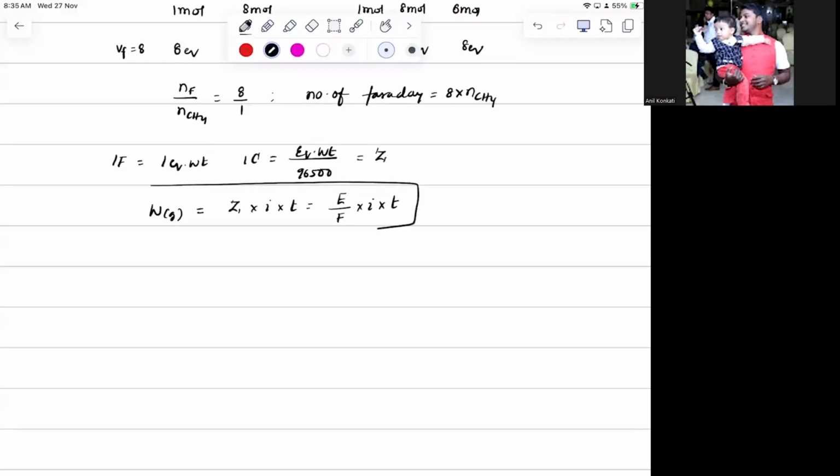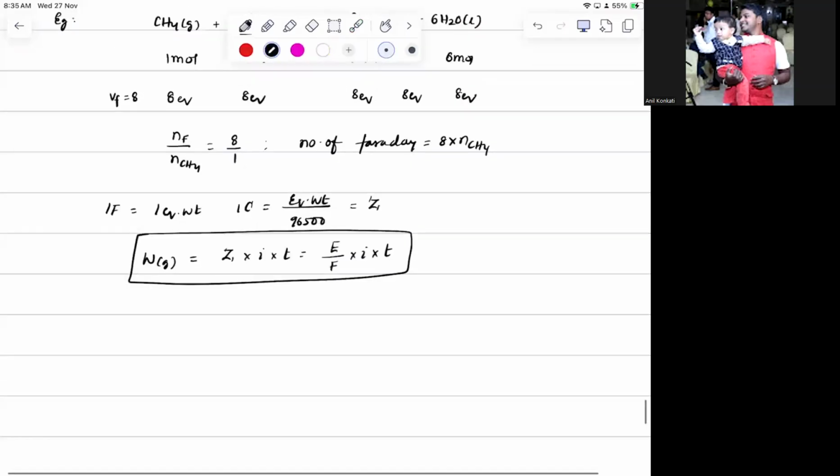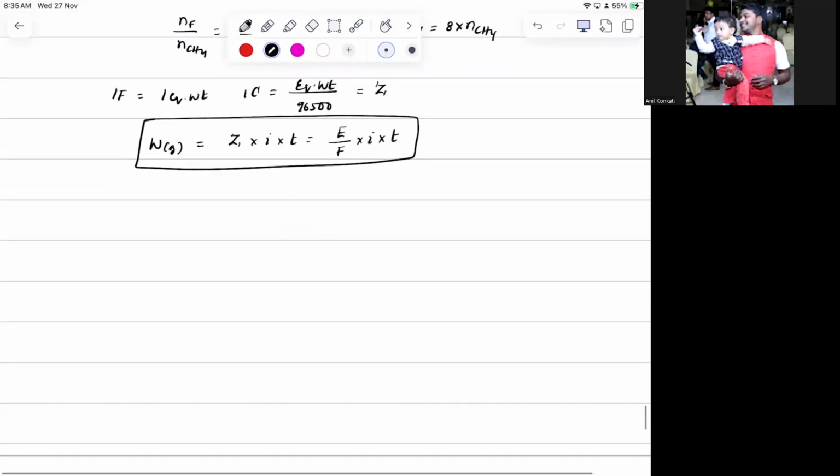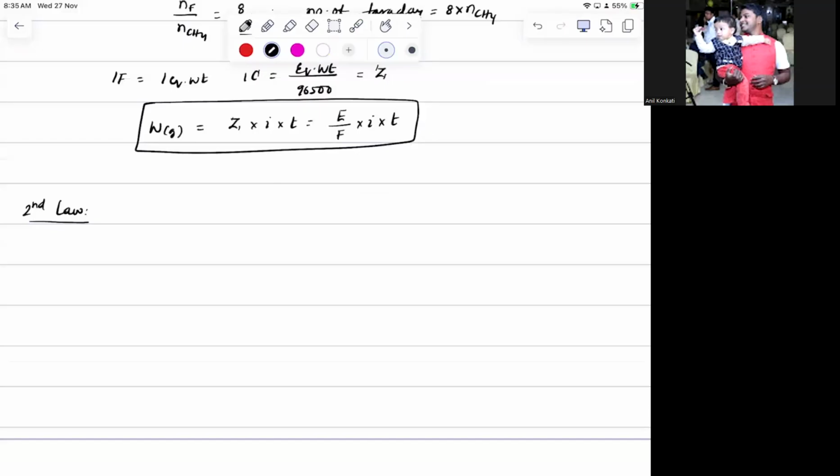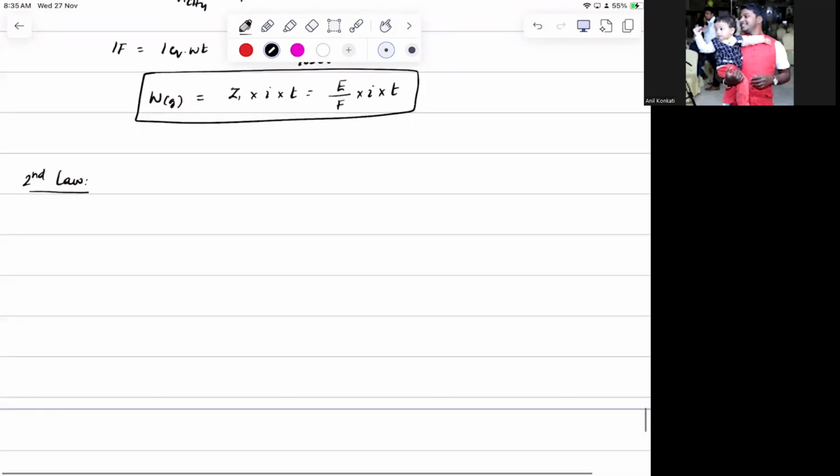So remember this as the first law formula for Faraday. Now, if you notice, the second law is about having things in series. If you have connected cells in series, then you would see there will be certain amount of depositions at various places.